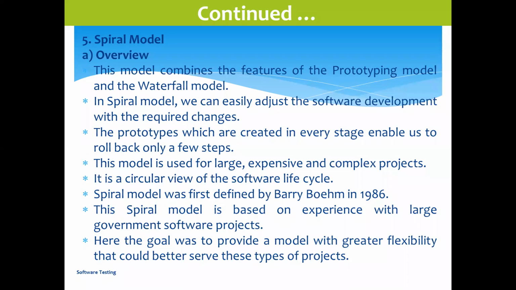And companies are not prepared for a time taking process. Government can understand 3 years, 4 years, but companies cannot tolerate that. They need immediate profit, immediate business only. So basically, large scale industry or government related projects happen by using this spiral model. Here the goal was to provide a model with greater flexibility that could better serve these types of projects. Since these are very long and complex projects, flexibility will be there. If a tight schedule is there, again with complexity, then it will be a problem. That's why they are giving some flexibility here.